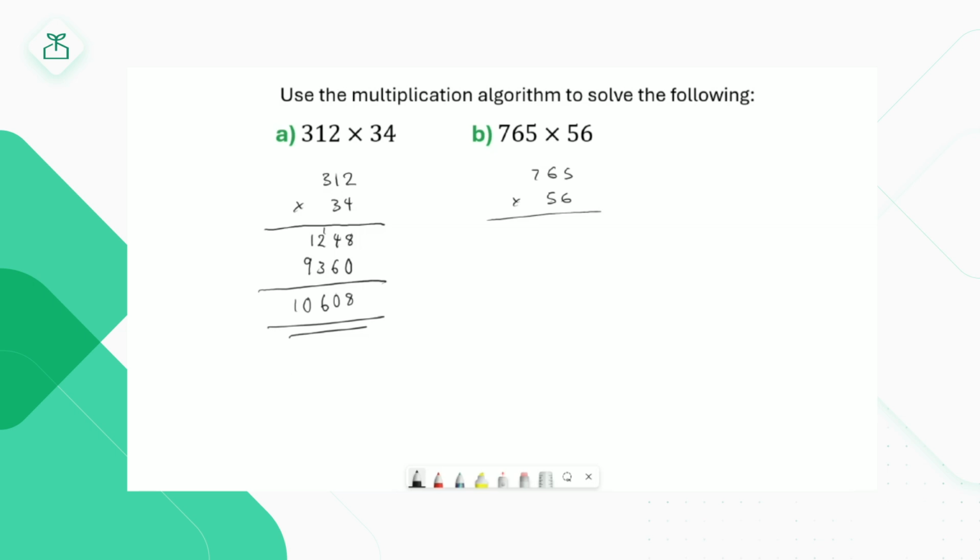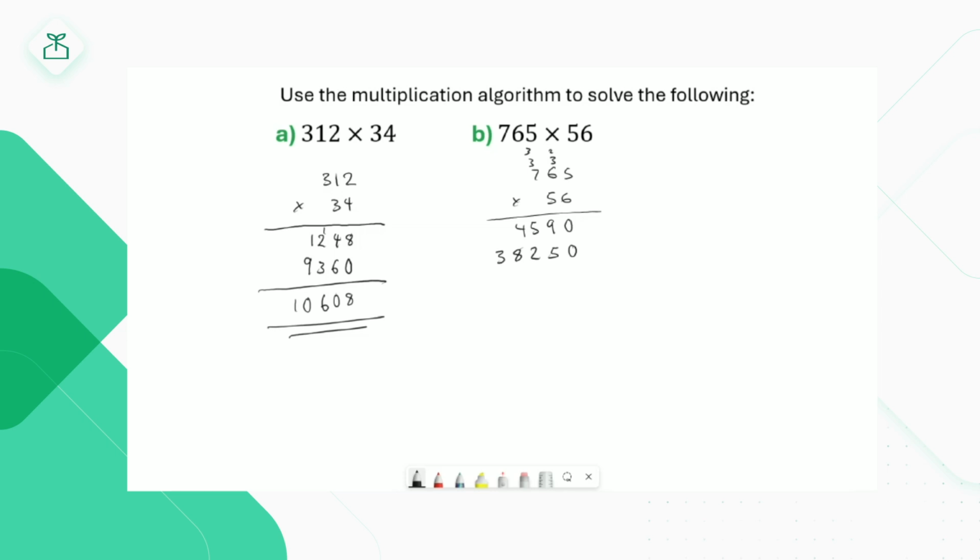6 times 5 is 30, put down the 0, carry the 3. 6 times 6 is 36, plus 3 is 39, put down the 9, carry the 3. 6 times 7 is 42, plus 3 is 45. Alright, next one, we're going to do 50. So put down 0, 5 times 5 is 25, put down 5, carry the 2. 5 times 6 is 30, plus the 2 is 32. So we put down the 2 and carry the 3, and 5 times 7 is 35, plus the 3 is 38.